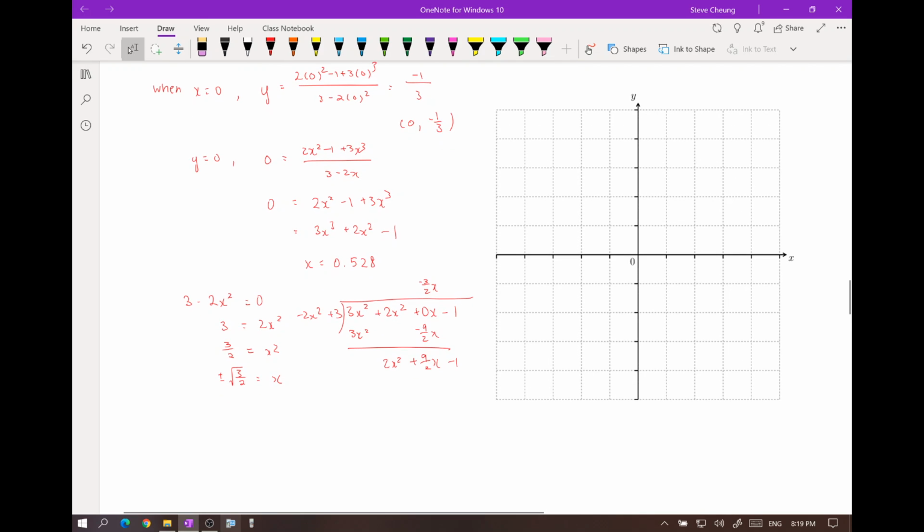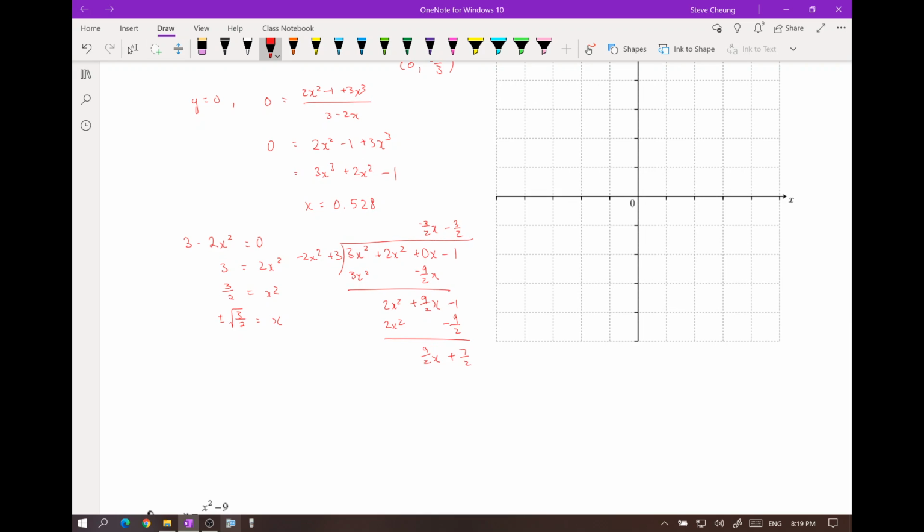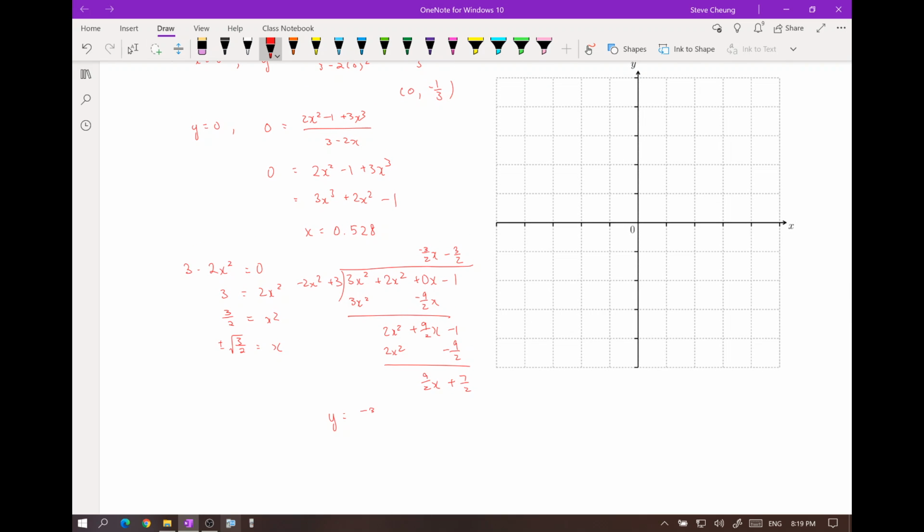So again, we want a 2x squared, so it's going to be another -3/2. So we actually don't really care about the rest, but we can still finish it. And that is, if I add, it will be that here. So if you take a look at the quotient, that will be the oblique asymptote. So y equals -3/2x minus 3/2 is our oblique asymptote.